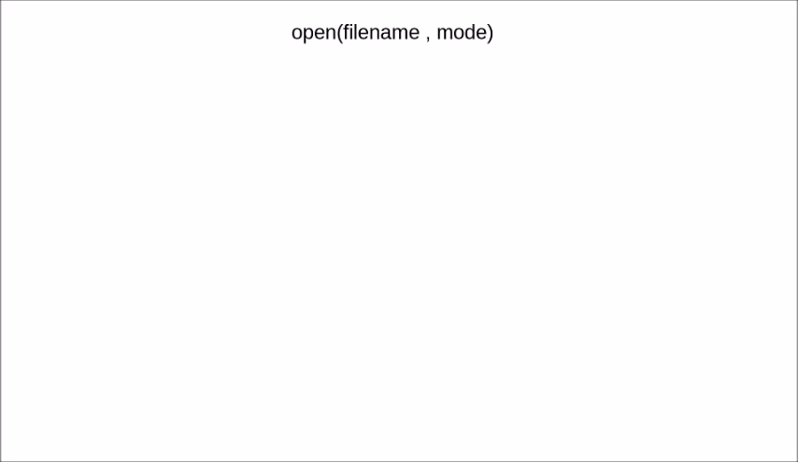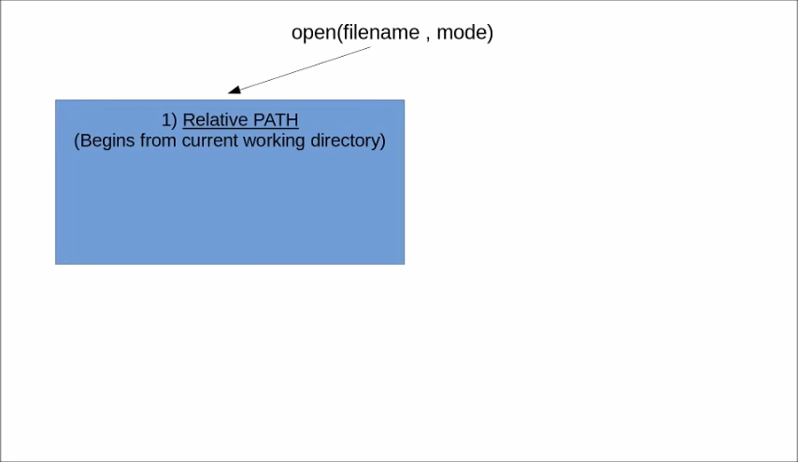So let's look at what those two are. The first one is relative path. What I mean by relative path is that it begins from your current working directory. Now what does that mean? Suppose you are in, let's say, desktop.